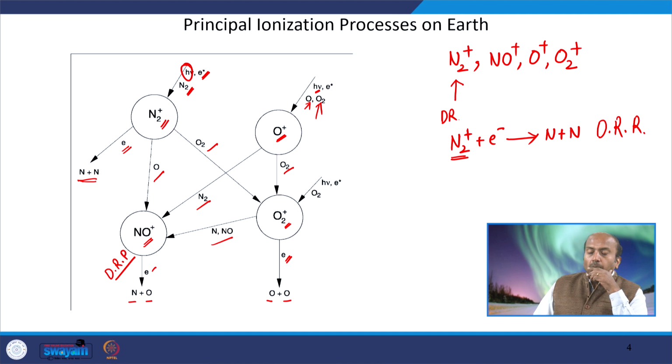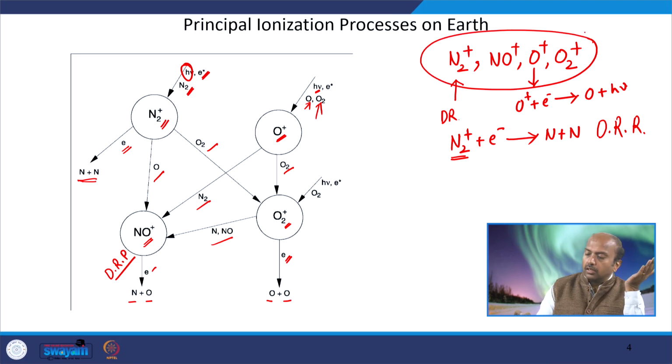Now, the most important aspect of this dissociative recombination reaction is that it is very, very fast. The characteristic lifetime, or the reaction rate coefficient, for this is very, very fast, so it will happen instantaneously. The other ion, O plus: O plus plus an electron can also give O plus h nu. Now, this is the total positive ion density here. The total positive ion density here is entirely equal to only the electron density, right.